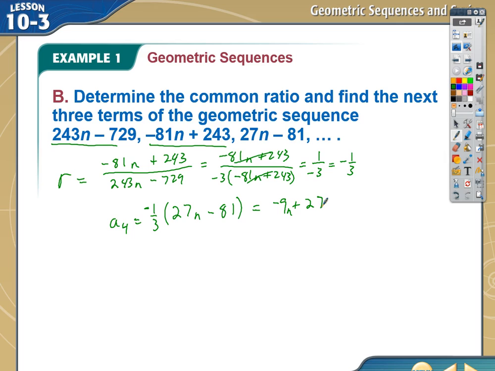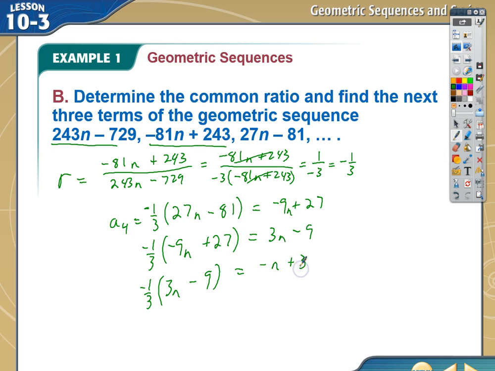Do it again. So a sub 5, and take the negative 1/3 times my negative 9n plus 27. And this becomes a positive 3n minus 9. And finally a negative 1/3. Put that one in there. 3n minus 9 is equal to a negative n plus 3. Woo! That was a lot of work.